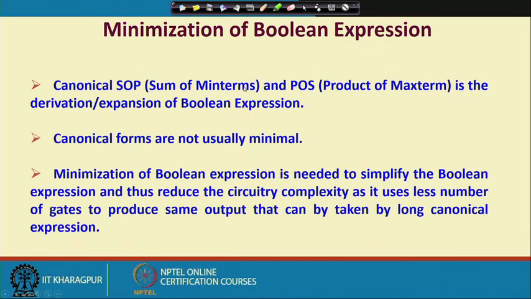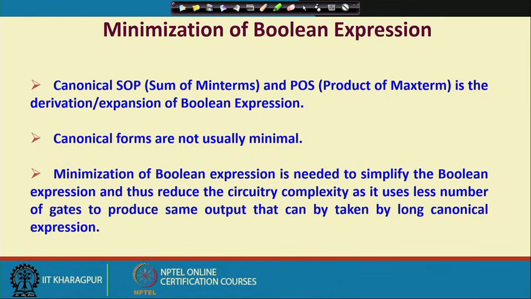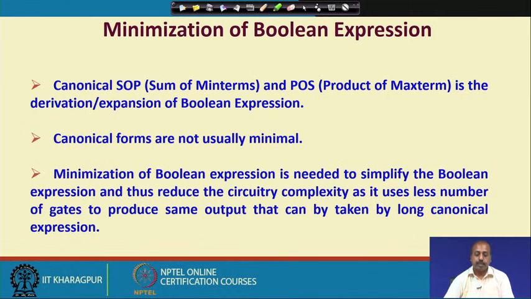Next, we will see how to minimize this Boolean expression. Canonical sum of product or canonical product of sum is the derivation or expansion of a Boolean function. Essentially we have a smaller number of literals per term, and we expand it to have more literals, and that converts into canonical form. Apart from applications in which you need to establish equivalency between Boolean expressions, this is not much useful, because while realizing the function, what we look for is the minimum sized realization in terms of fewer gates or fewer connections.